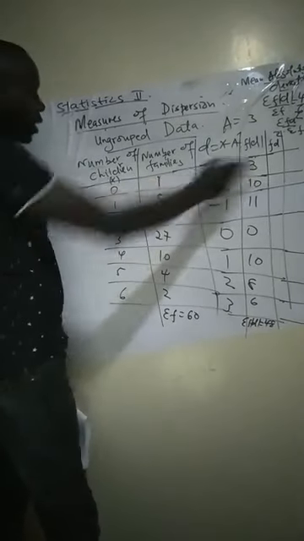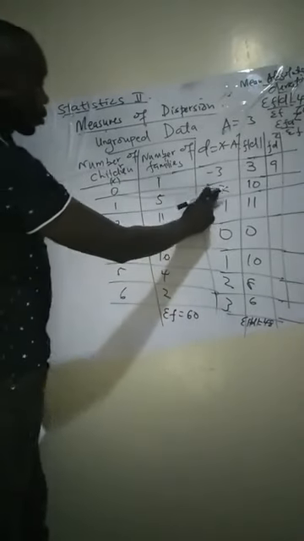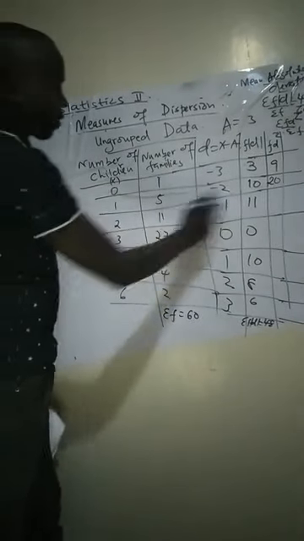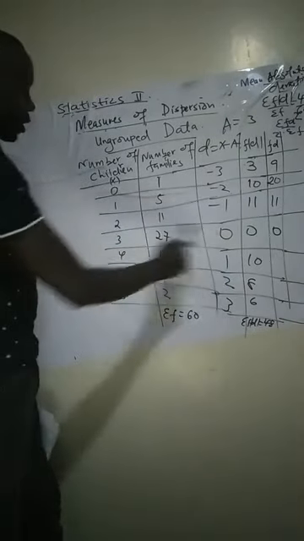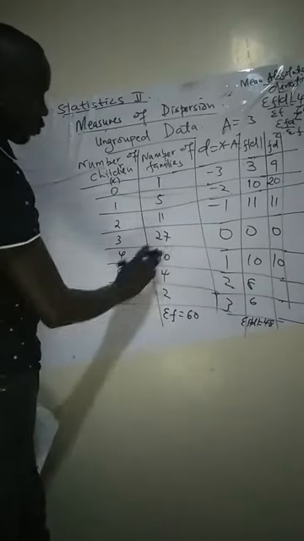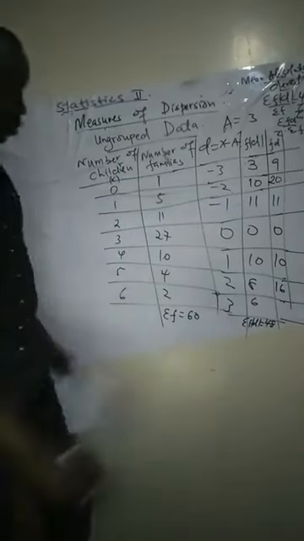So negative 3 squared. Instead of ignoring the negative sign, in the case of variance we just square. So 3 squared is 9, times 1 gives 9. Negative 2 squared is 4, times 5 gives us 20. Negative 1 squared gives us 1, times 11 is 11. 0 squared times 27 is 0. 1 times 10 is 10. 2 squared is 4, 4 times 4 is 16. And lastly, we have 3 squared, 9, and 9 times 2 is 18.